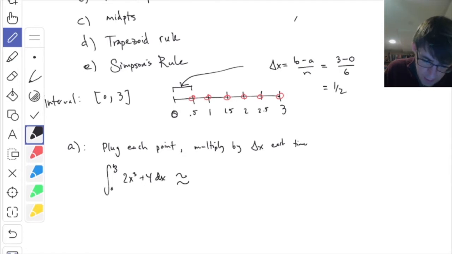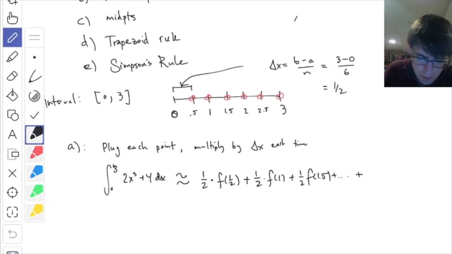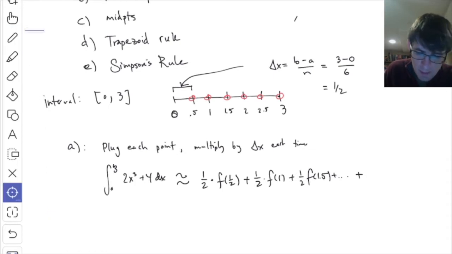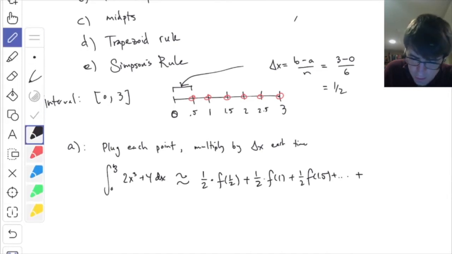So I get 1/2 times f of 1/2 plus 1/2 times f of 1 plus 1/2 times f of 1.5 plus, and so on. What I'm doing is taking these red points up here, plugging each one into the function, f of each one, and every time multiplying by 1/2 because 1/2 is what delta x is. All right, and then you keep on doing this.